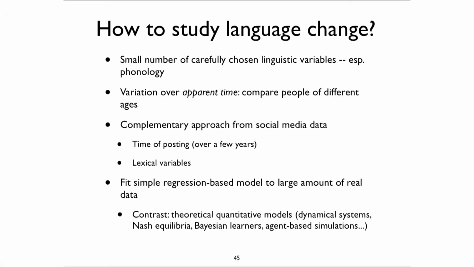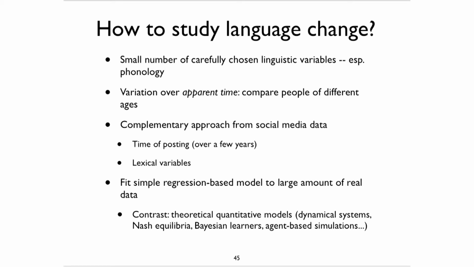And so traditionally, sociolinguists often look at very carefully chosen linguistic variables, especially in phonology, which is thought to be a good indicator because you learn it when you're young. You can't change your phonetics later in life. And they're often concerned with variation across what they call apparent time, so interviewing a whole bunch of people who are of different ages. And so you learn something about the dialect that they learned when they were young, basically.